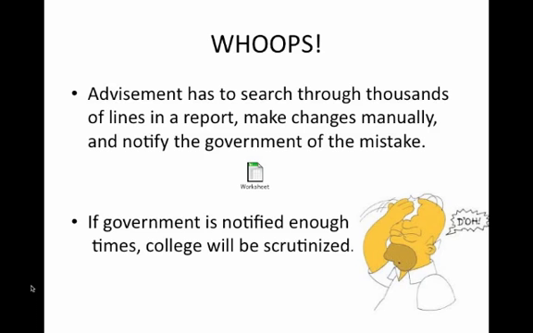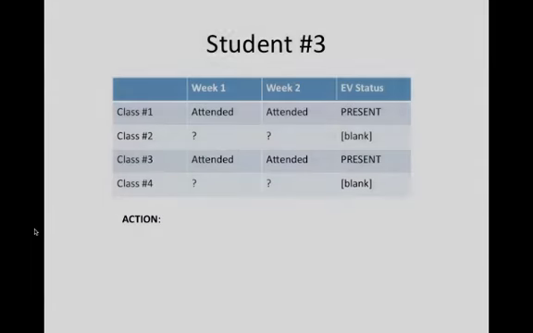So you can understand that it's a big process if you make a mistake on the enrollment verification report. In addition, if there are a lot of mistakes and advisement has to go back to notify the government of these mistakes for financial aid students, the government could scrutinize the college, which could create problems in the long run for Berkeley College. Let's take a look at a different student.